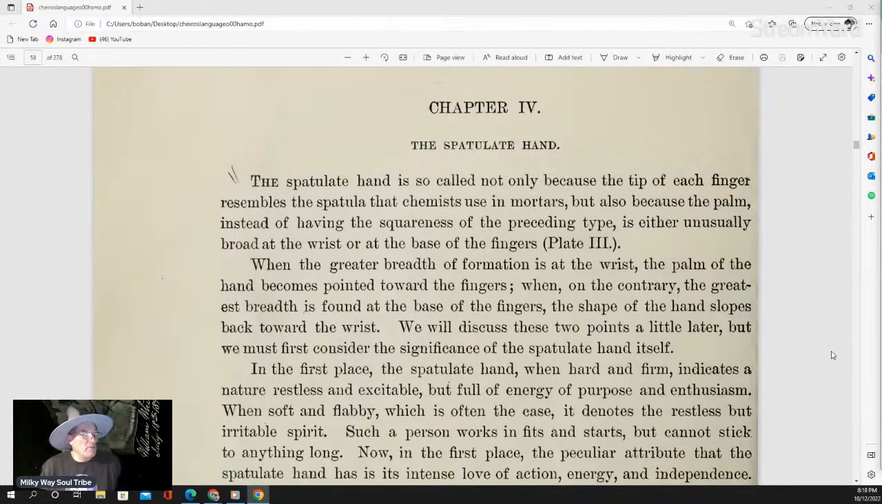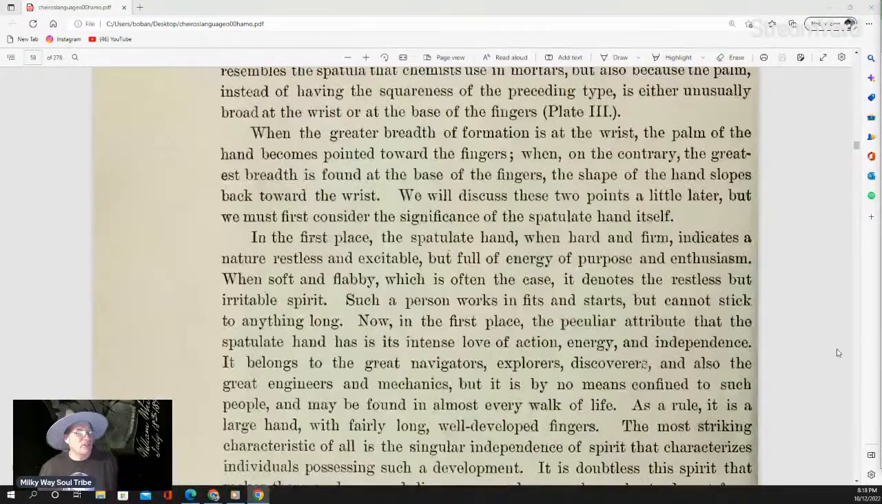When the greatest breadth is at the wrist, the palm of the hand becomes pointed toward the fingers. When, on the contrary, the greatest breadth is found at the base of the fingers, the shape of the hand slopes back towards the wrist. We will discuss these two points a little later, but we must first consider the significance of the spatulate hand itself.